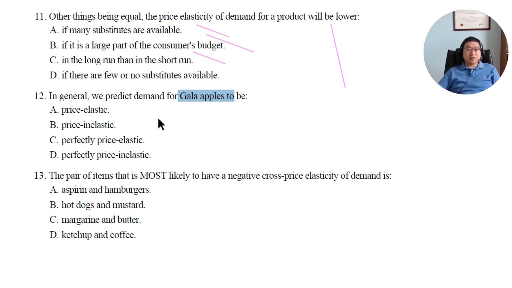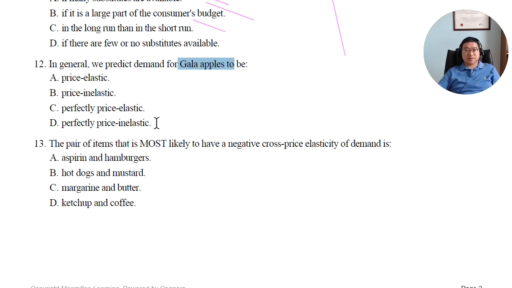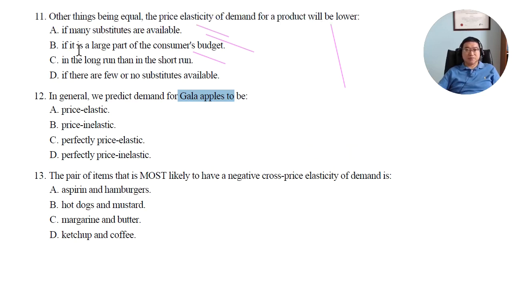So the answer should be obvious based on what we have discussed here. If you have a lot of substitutes, then you have this kind of demand curve.